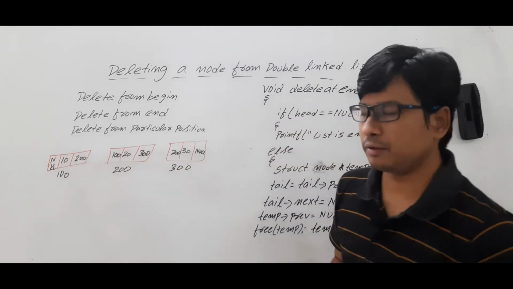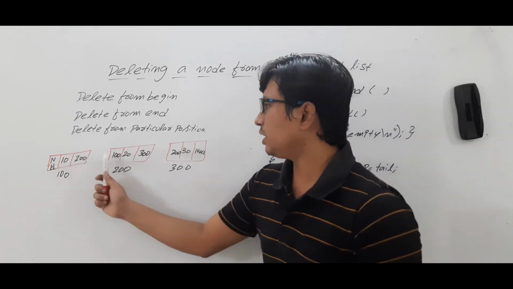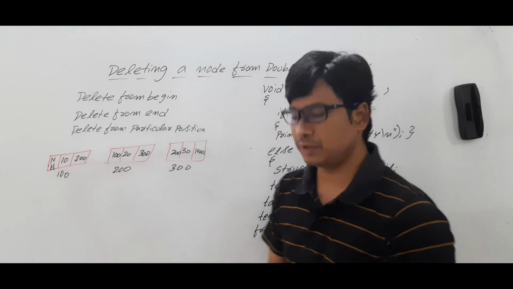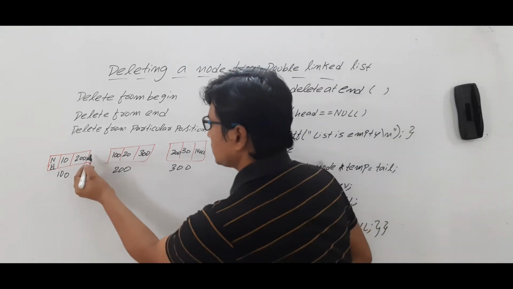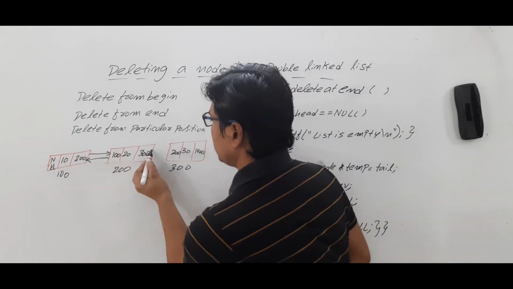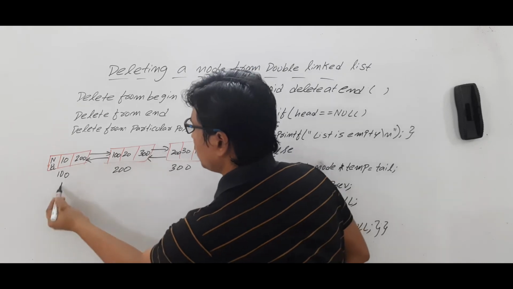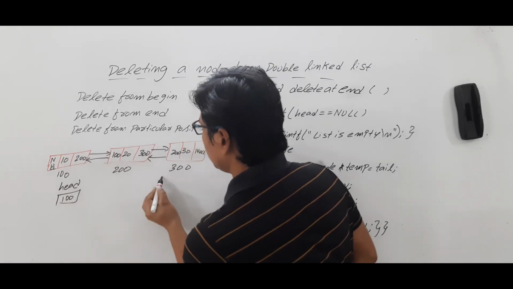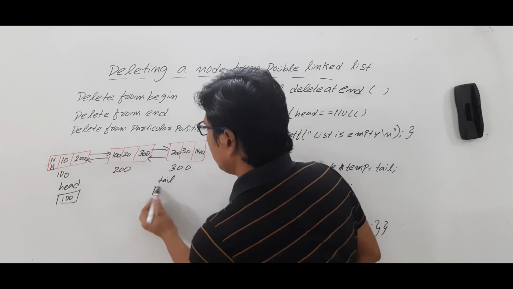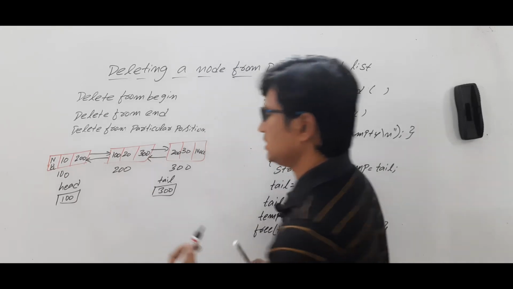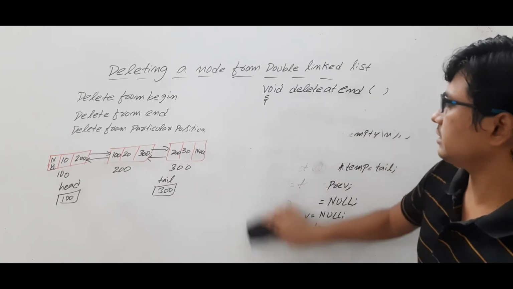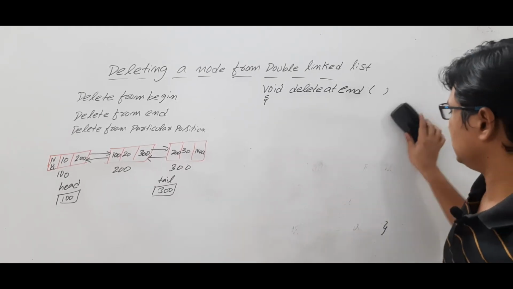I hope you are able to understand why I have written 200 here and 100 here, because this is the address of the next node, and this is the address of the previous node. Once it is done, the links will be successfully created, and we will have two pointers: head, which is pointing to the first node, and tail, which is pointing to the last node. Is it clear? Now I want to delete a node from a particular position.